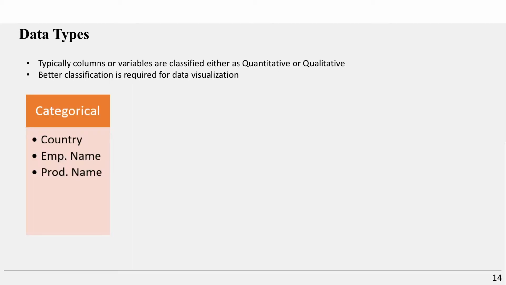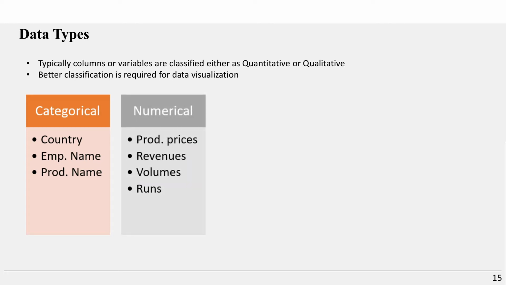Firstly, those columns in which most of the values are repeating are considered as qualitative or categorical columns. Columns like country, employee name, product name, etc. are typical examples of categorical columns.